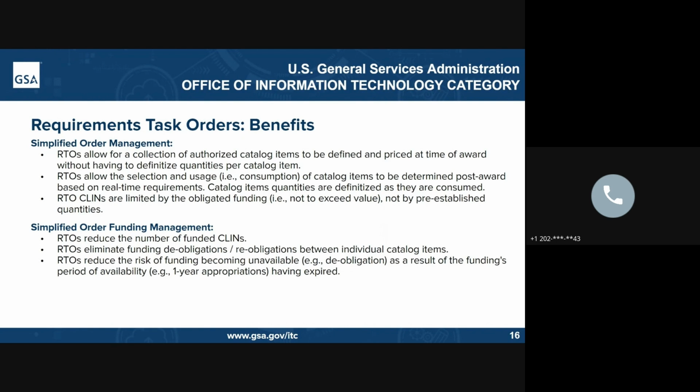You'll also notice that requirements task orders are limited by the obligated funding, not pre-established quantities. Again, that ability to fund at the requirements task order CLIN level and have the quantities determine what your costs are off of that top level CLIN is extremely powerful and really simplifies the administration. And that leads into our next things here, the simplified order funding management. The nice thing here is requirements task orders reduces the number of funded CLINs.